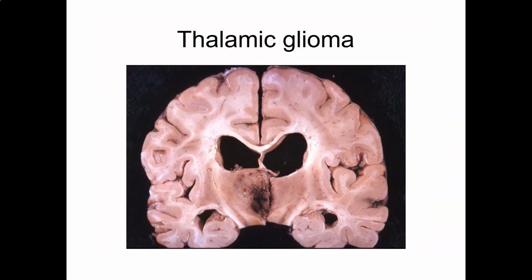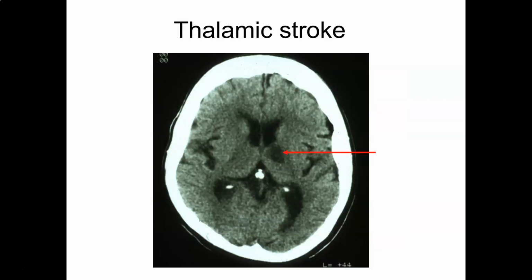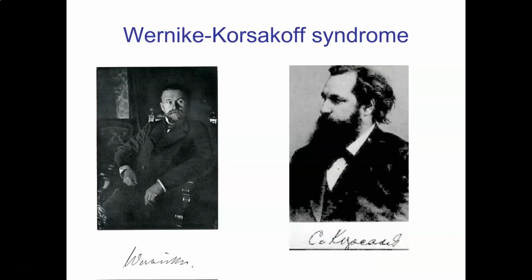We know that damage to the thalamus can produce memory impairments due to its connections with the hippocampus and the medial temporal lobe. For example, here we have a glioma. This is a tumor that grows out of glial cells in the thalamus that can potentially cause damage. Here is an instance of a thalamic stroke. And then we'll talk about some other things that can result due to medial temporal lobe damage. One of those things is Wernicke-Korsakoff syndrome.